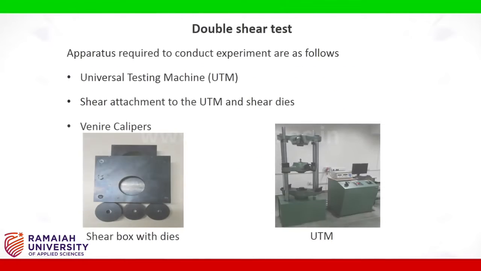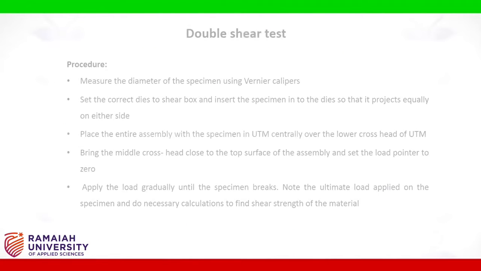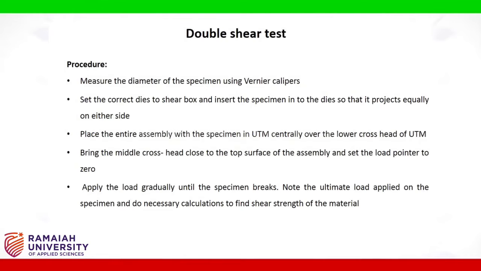Apparatus required to conduct the experiment are as follows: Universal Testing Machine (UTM), shear attachment to the UTM and shear dies, vernier calipers. Procedure: measure the diameter of the specimen using vernier calipers. Set the correct dies to the shear box and insert the specimen into the dies so that it projects equally on either side. Place the entire assembly with the specimen in the UTM centrally over the lower crosshead of the UTM.